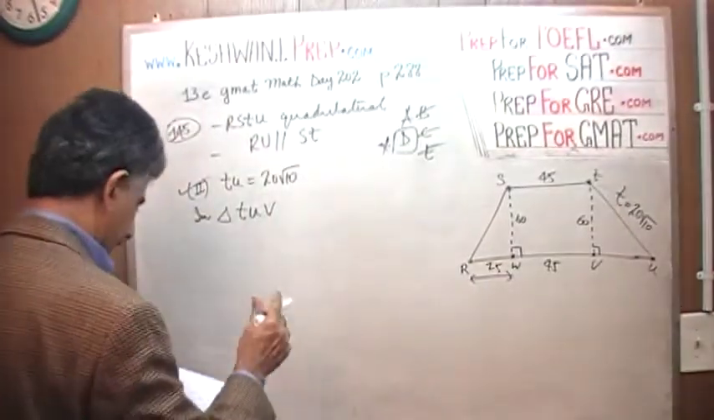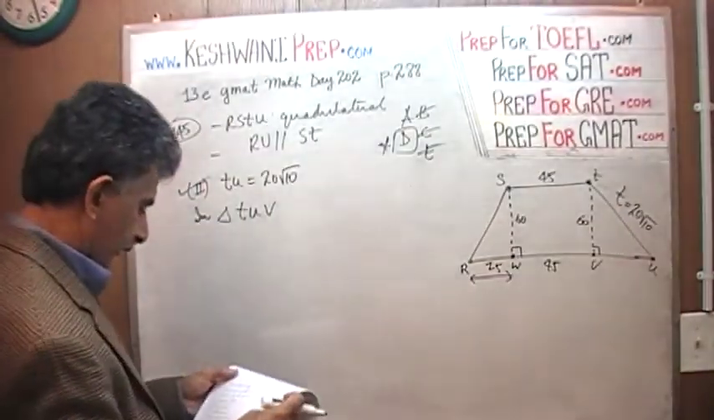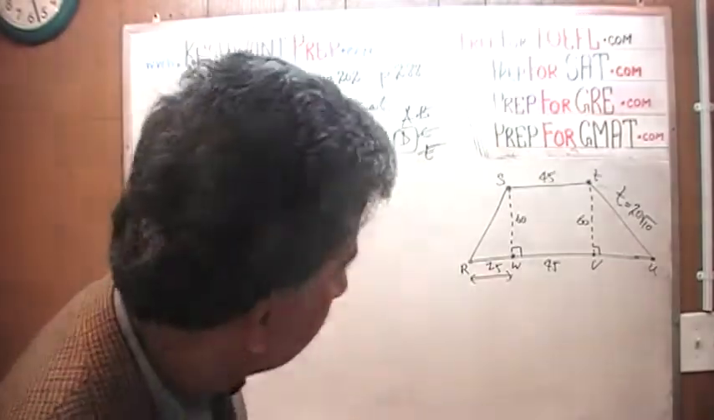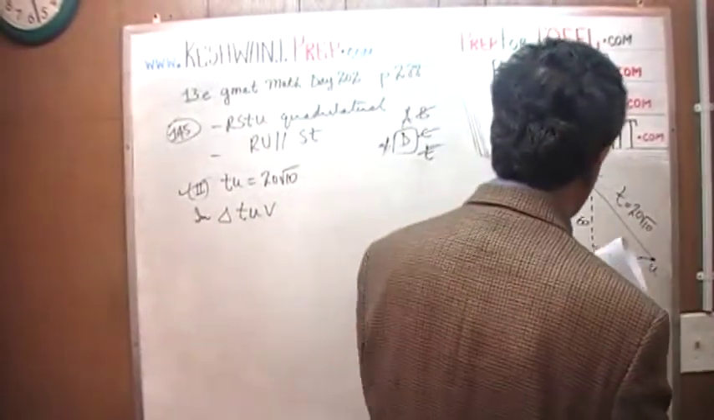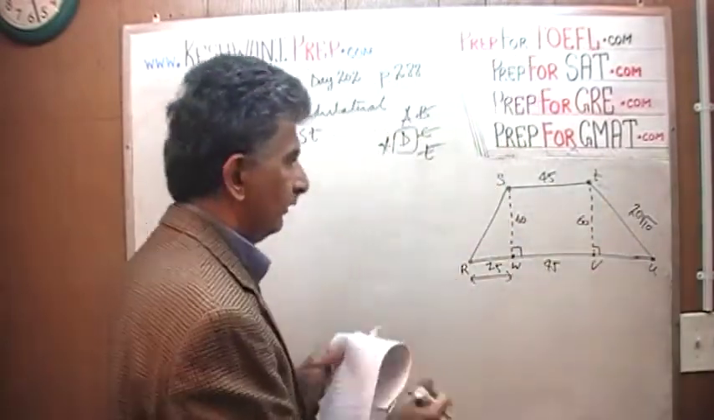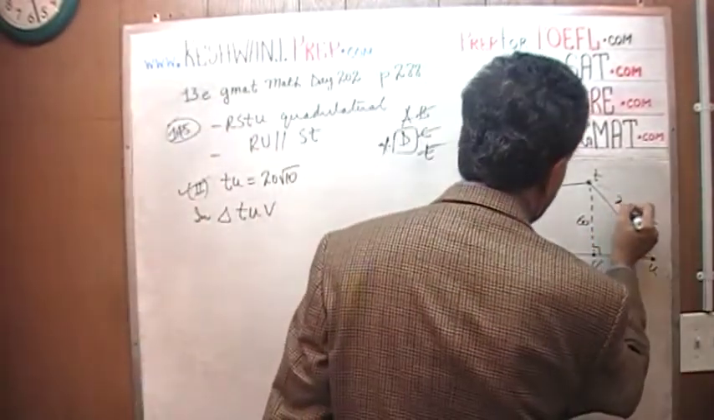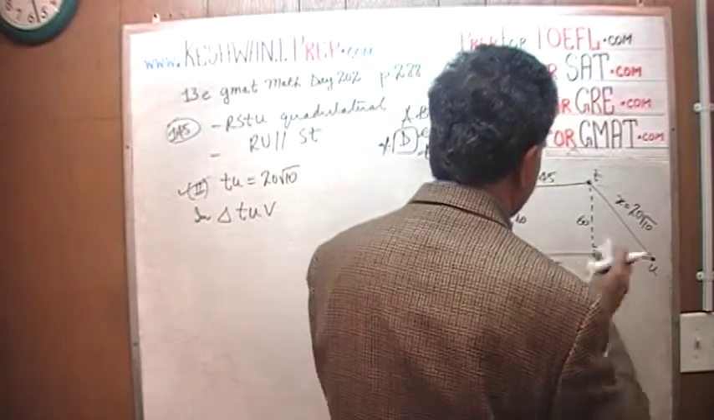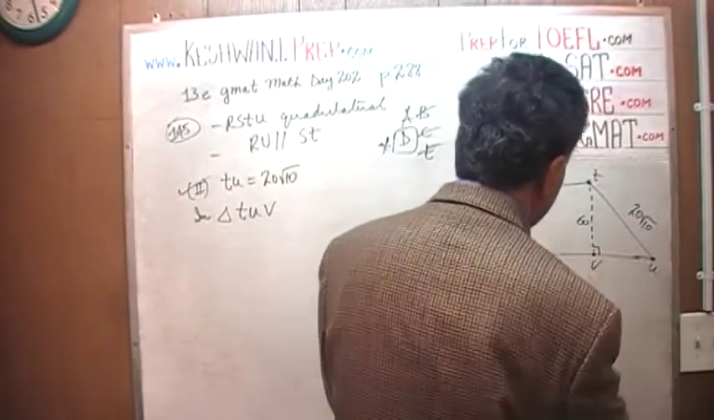They tell you, I don't know why I said T equals to, it's T to U, not T. T does not equal anything, T is just a point on the picture. Let's call this side X.